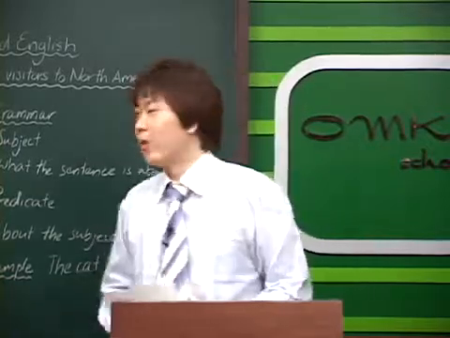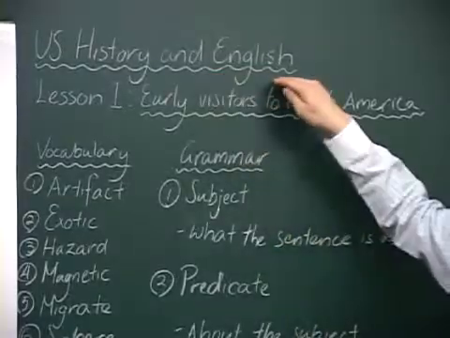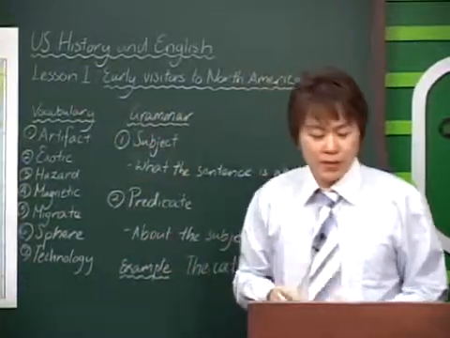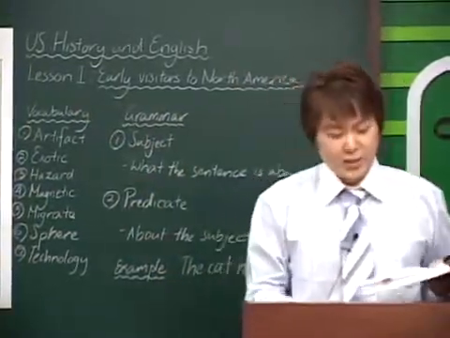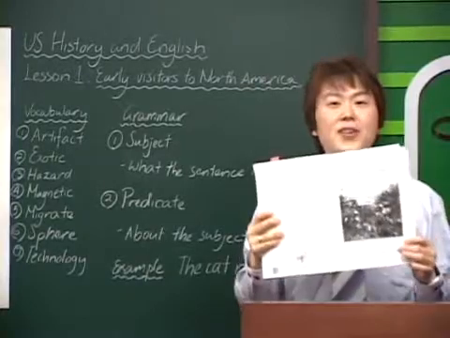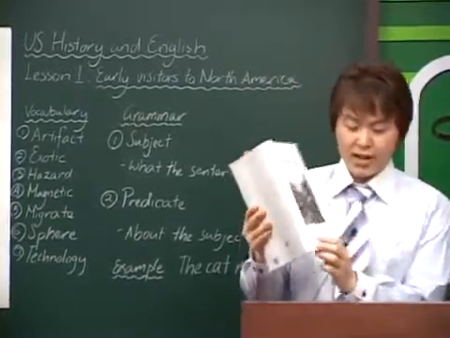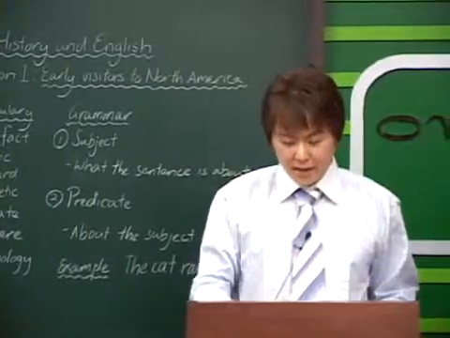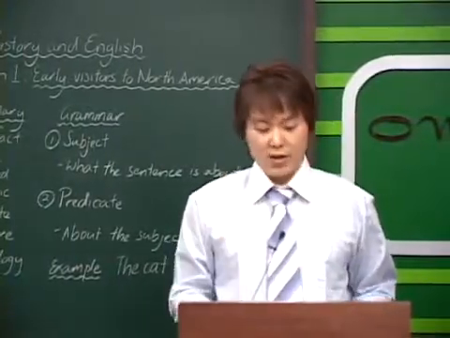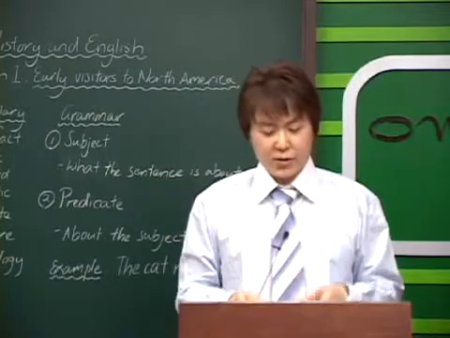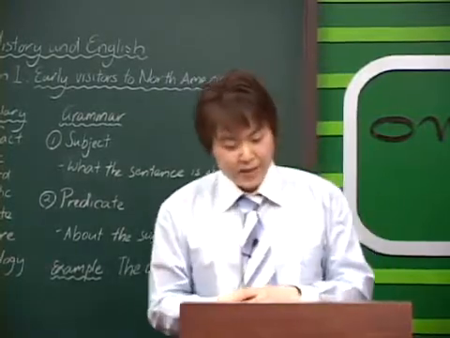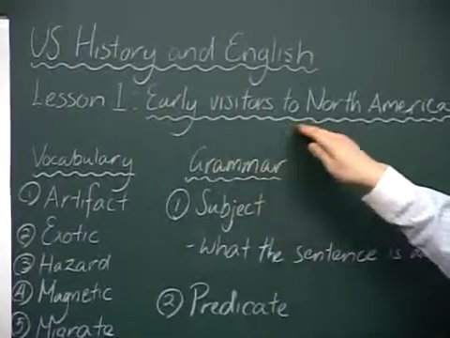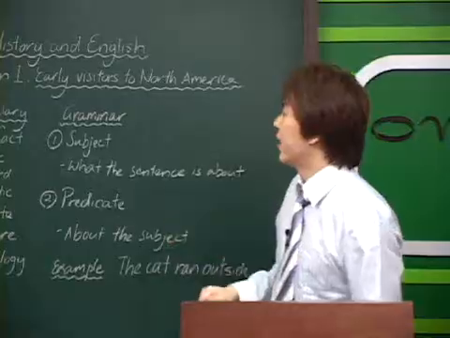Looking at lesson 1, US history and English, that's us. If you look in your books, and by the way, this is the book we're going to study from, US History and English, it says Oak Meadow Learning Guide. If you turn to lesson 1, page 1, you'll have lesson 1, social studies and English. Our reading for today is looking at early visitors to North America.